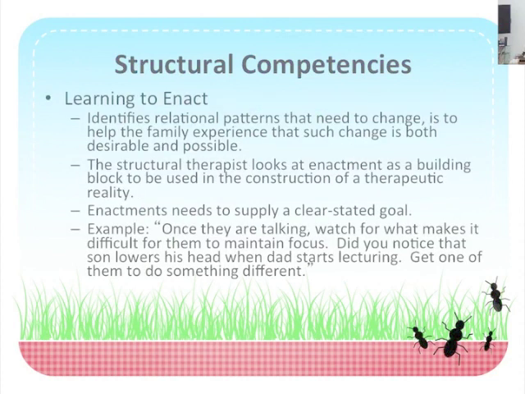A really important competency in this approach is learning to enact, or helping people to enact. Identify relational patterns that need to change to help the family experience such change as both desirable and possible. The structural therapist looks at enactment as a building block to be used in the construction of a therapeutic reality. Enactments need to supply a clear stated goal. For example, once they are talking, watch for what makes it difficult for them to maintain focus. Did you notice that the son lowers his head when his dad starts lecturing? Give one of them something to do differently. And again, you don't have to change everything; you just want to change enough to help things resolve.